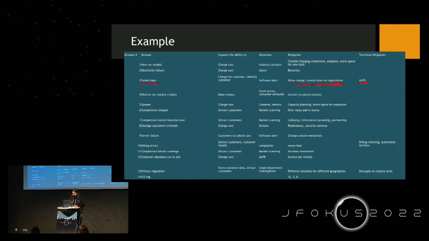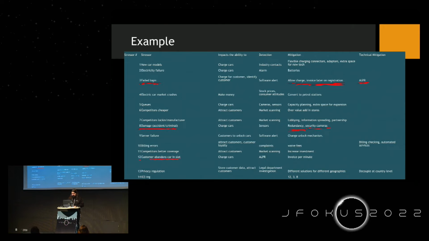The next stressor that's interesting is number 8. Someone might accidentally damage a charging station, or a criminal might vandalize it or drive into it. Both of those things are going to happen. We need some redundancy there, extra chargers, and we need some security cameras.